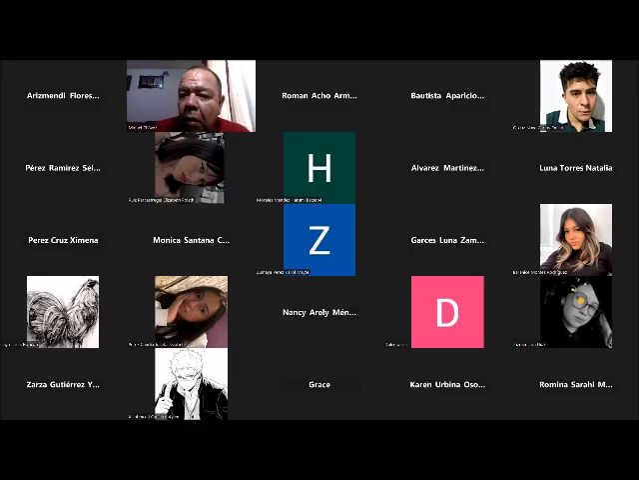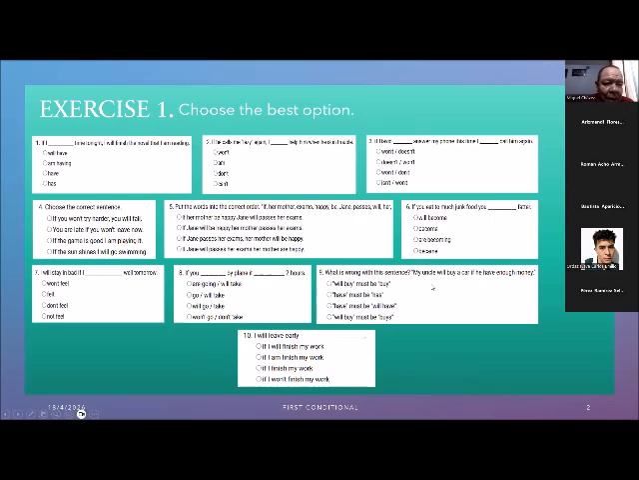Okay, now we know how to identify the first conditional. We are going to do our exercises about this grammar topic. Let's start with the first one. Choose the best option. Please, volunteers to answer this exercise.